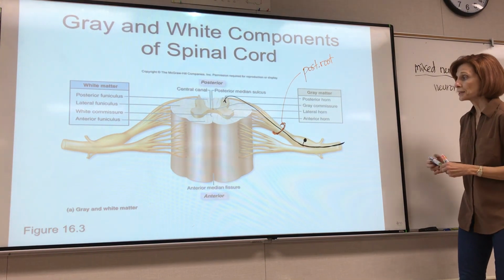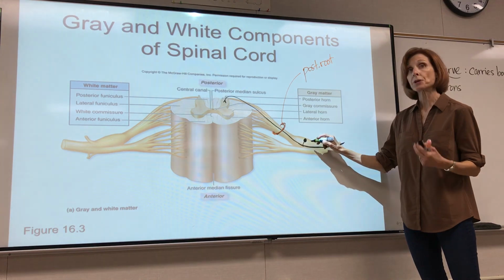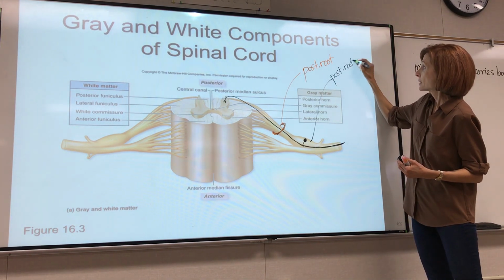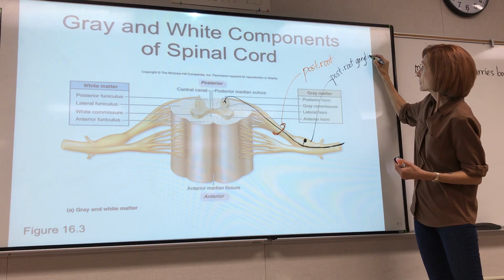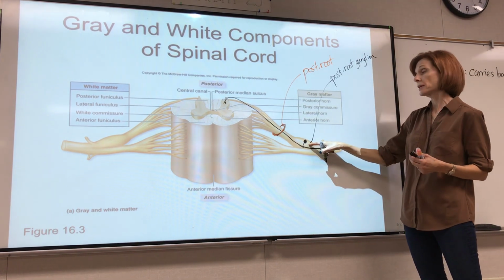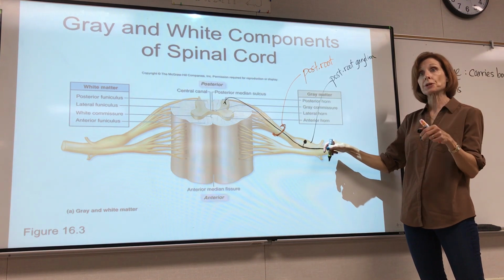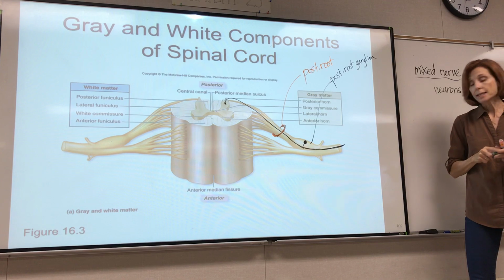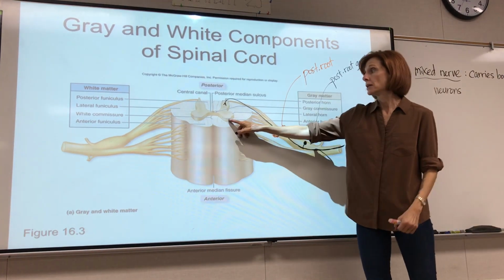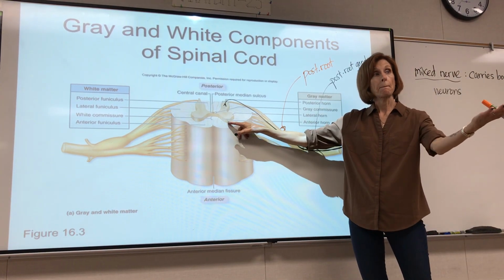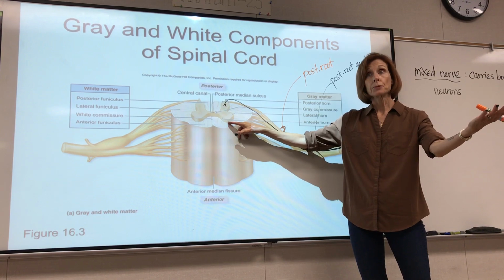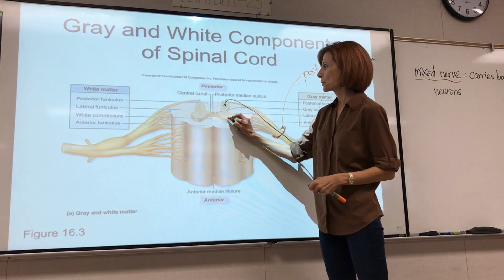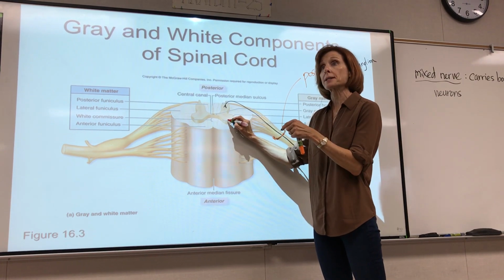This ganglion that contains the sensory neuron cell bodies is the posterior root ganglion. Okay, and the only thing that's located there are the sensory neuron cell bodies. So we said that the anterior horn is going to be motor, right? And so this is where we're going to have our motor neuron cell bodies.